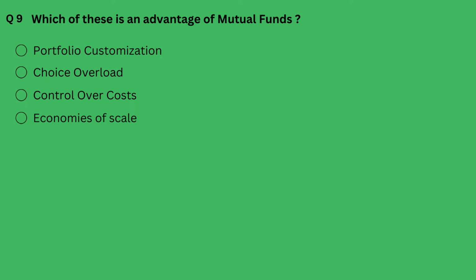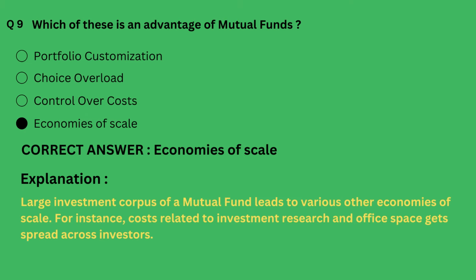Let's move to the next question. Which of these is an advantage of mutual fund? And the options are portfolio customization, choice overload, control over costs, economies of scale. And the correct option is economies of scale. Large investment corpus of a mutual fund leads to various economies of scale. For instance, cost related to investment research and office space gets spread across investors.